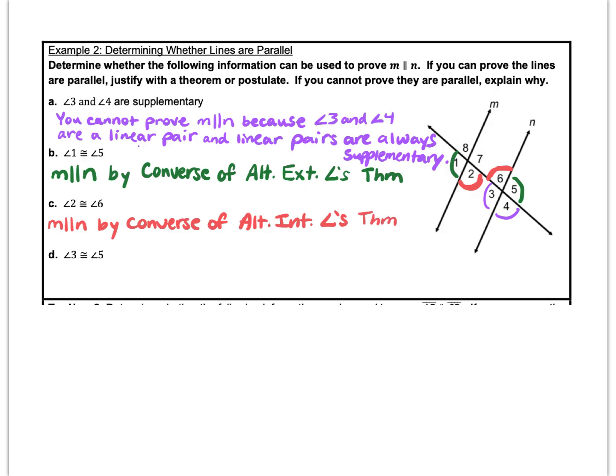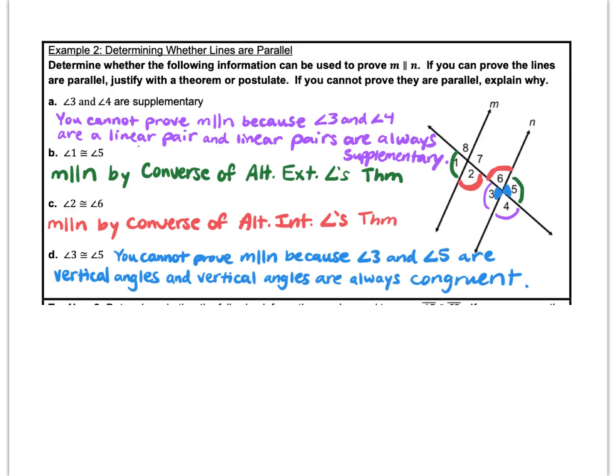All right, now let's look at angle 3 congruent to angle 5. Here's angle 3, here's angle 5. Notice that 3 and 5 are vertical angles. And vertical angles are not one of the ways that we can prove lines are parallel, because vertical angles are always congruent. So the two things that are not able to prove lines are parallel are linear pairs and vertical angles. That's going to be important to note.